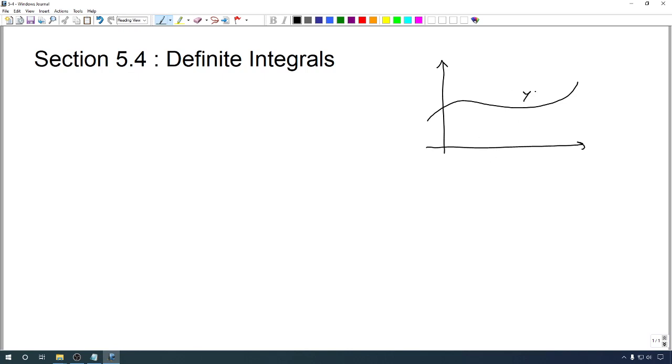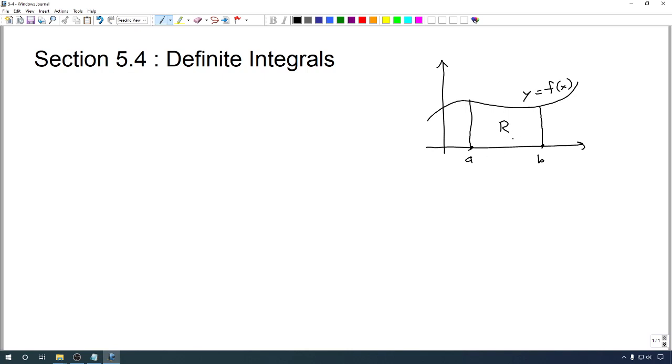So we'll have y equals f of x, defined on some interval from some a to some b on the x-axis. We're going to assume here that f is a non-negative function, that the curve is always above the x-axis. That means that if we draw the vertical lines at a and b, those will kind of cut off a region that we'll call R.